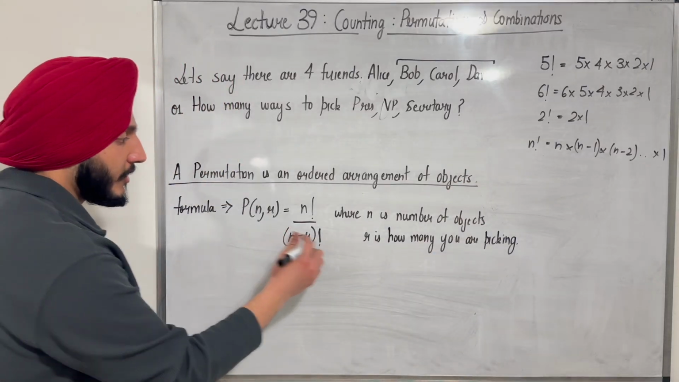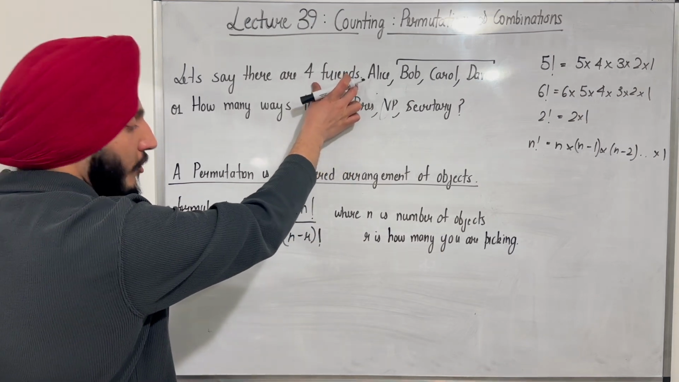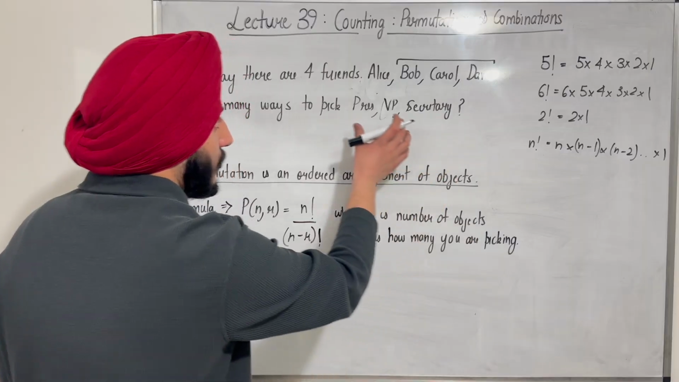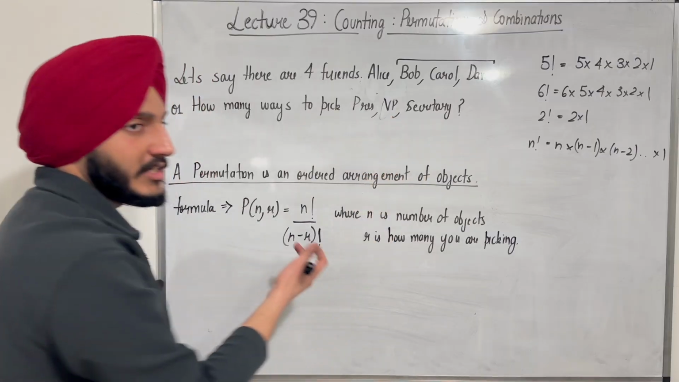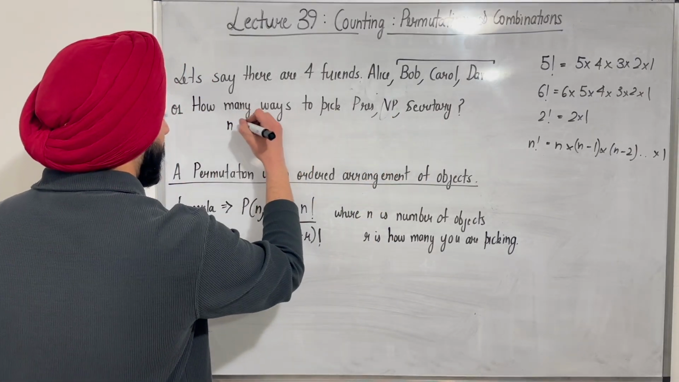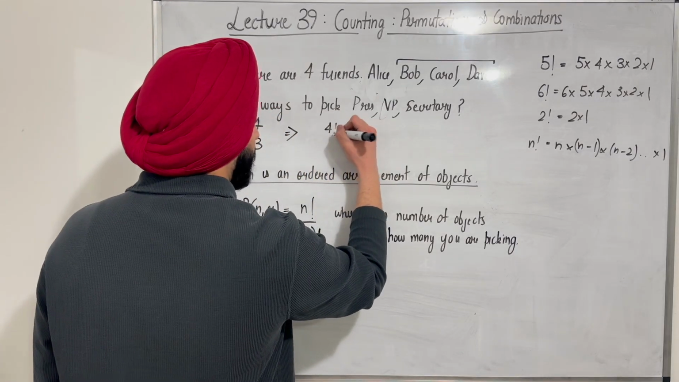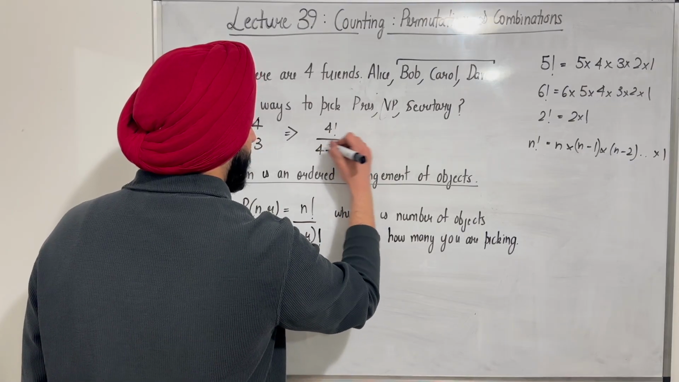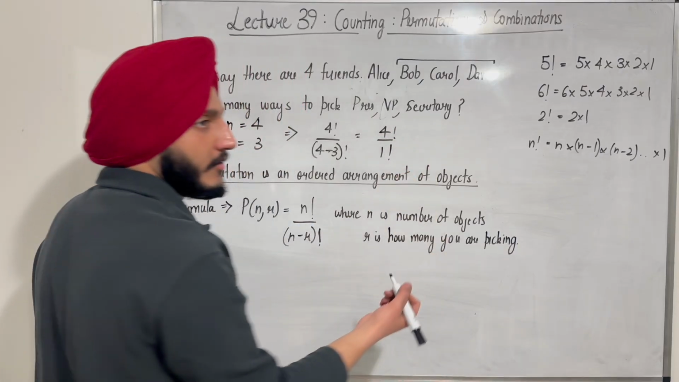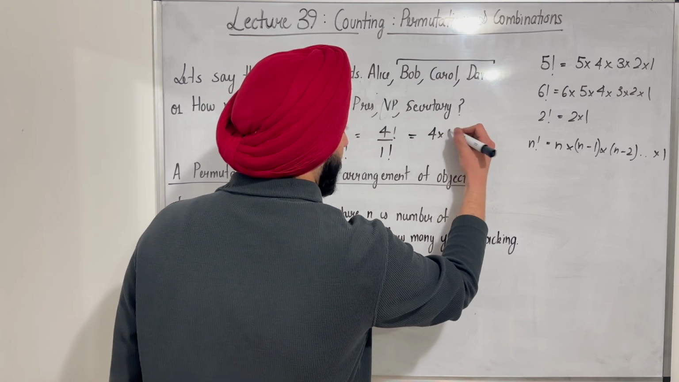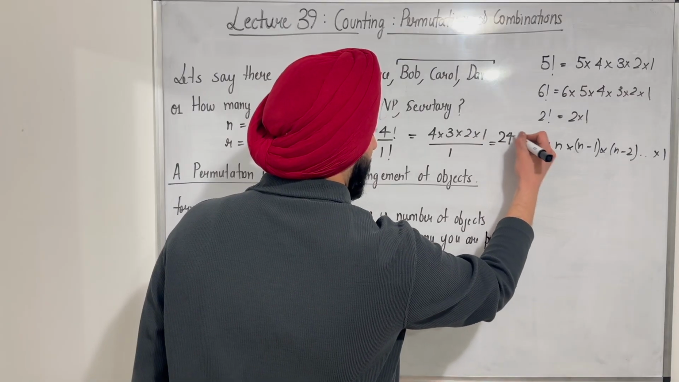The formula is n factorial, where n is the number of objects. In our case, the number of objects we have is 4 and r is how many you are picking. So we have 4 friends and we are picking 3 positions: president, VP, and secretary. Let's quickly solve this. n is 4, r is 3. So this gives me 4 factorial divided by (4 minus 3) factorial, which is 4 factorial divided by 1 factorial. This is 4 multiplied by 3 multiplied by 2 multiplied by 1, divided by 1, which gives you 24.